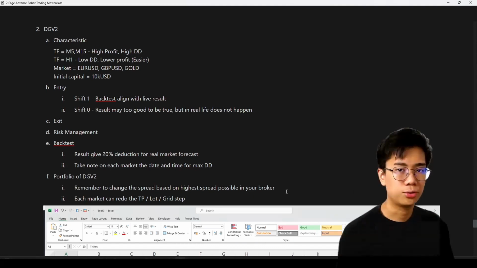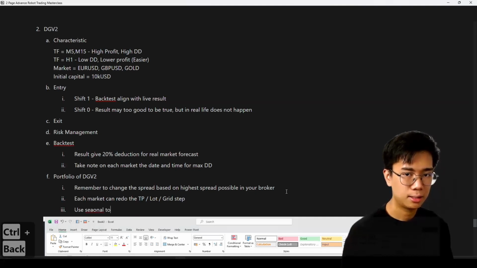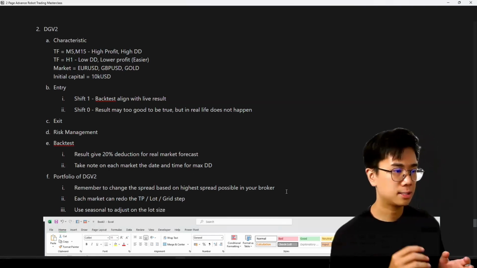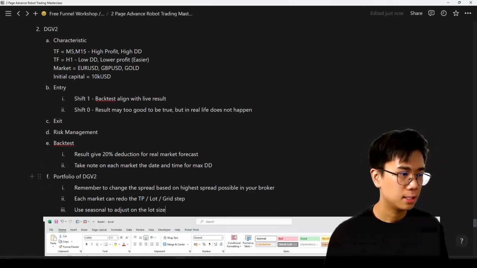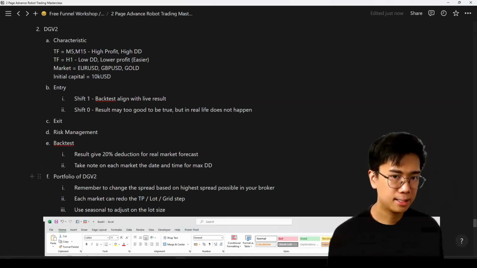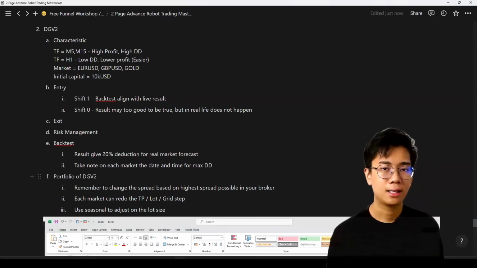One more thing that you can add into the setup is to use seasonal, to adjust the lot size. Now, for the answer to Lindy's question earlier, halfway through, if it's against you, you should not adjust anything. But if there's no trade opening, then you should refer to seasonal on a monthly basis, and change what will be the right lot size adjustment for buy side and sell side.